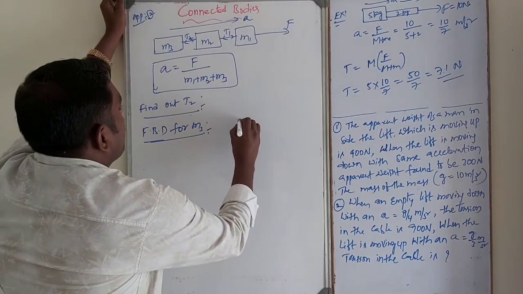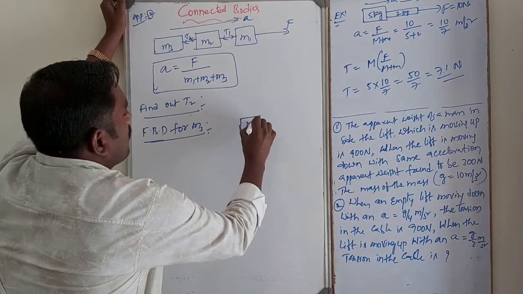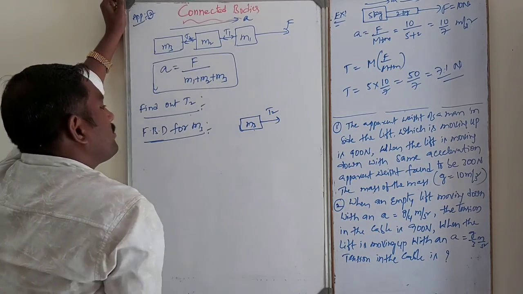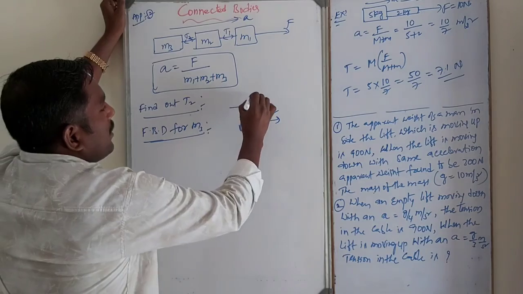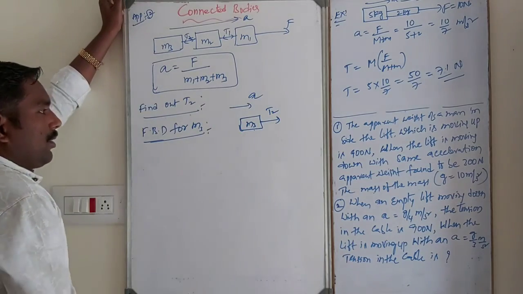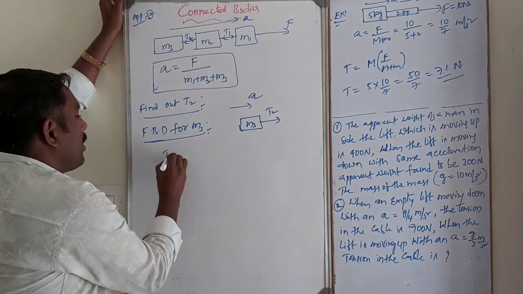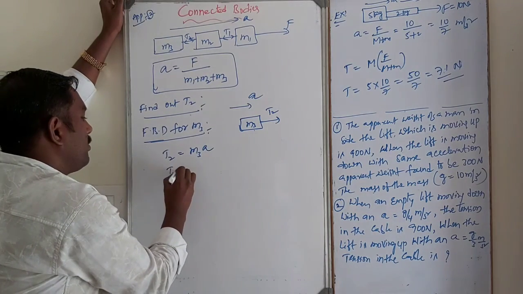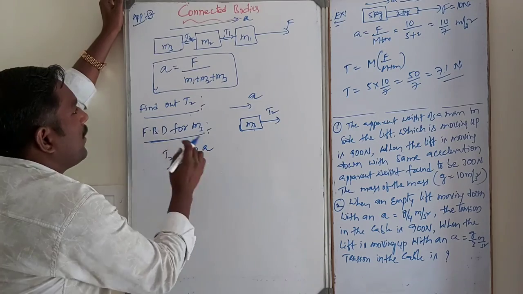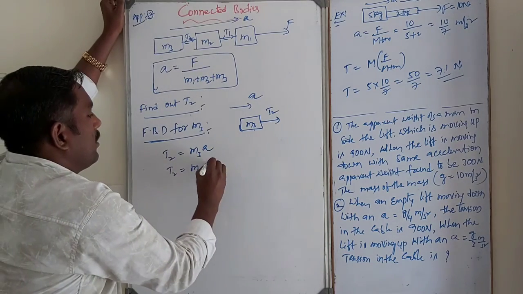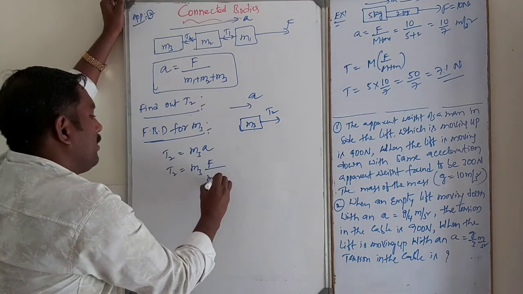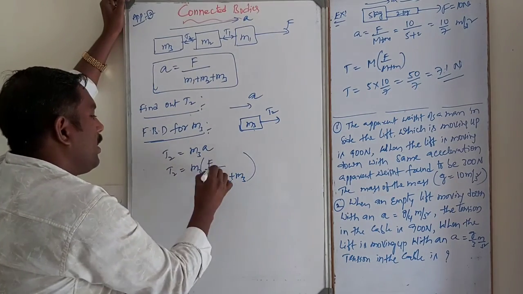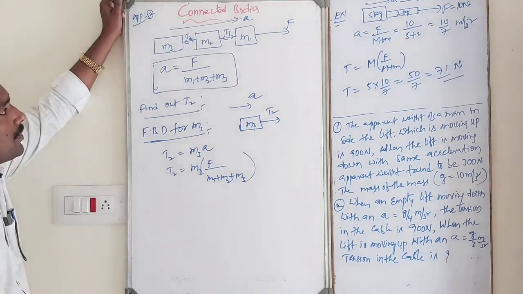So like this, free body diagram for M3. M3 is like this. This is the tension T2. So acceleration like this. Okay. So T2 is equal to what? T2 is equal to M3 into A. So T2 is equal to M3 into, what is the value of A? Like this. F divided by M1 plus M2 plus M3. So this is the T2 value.